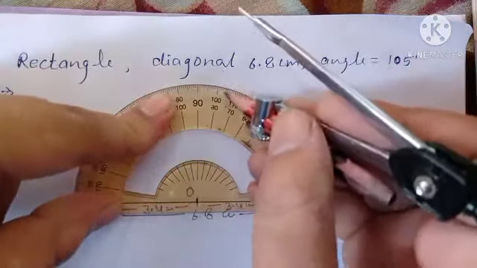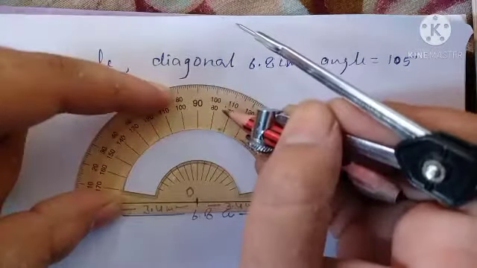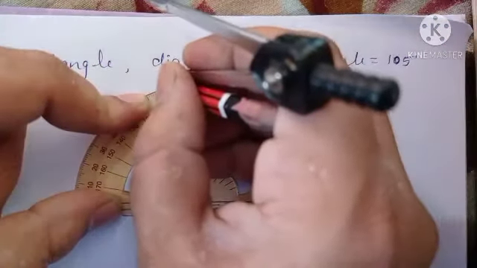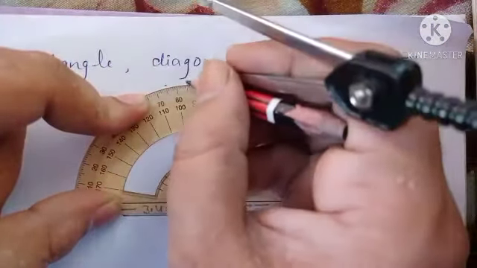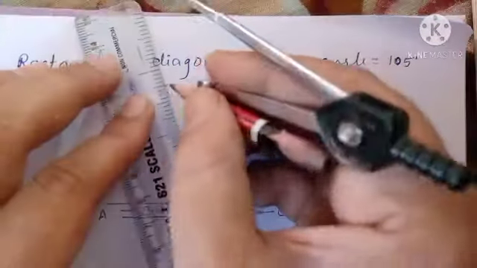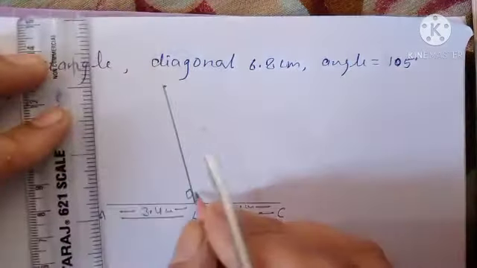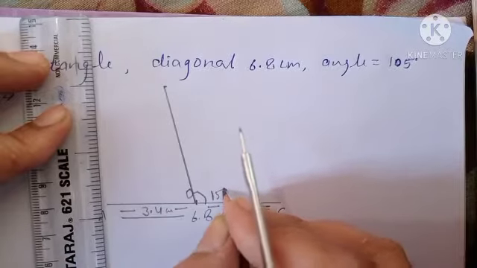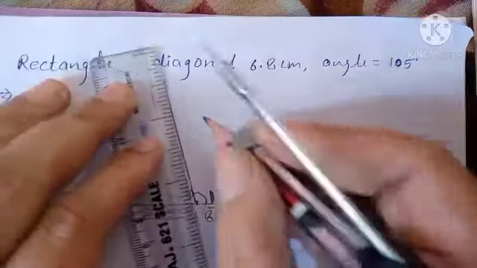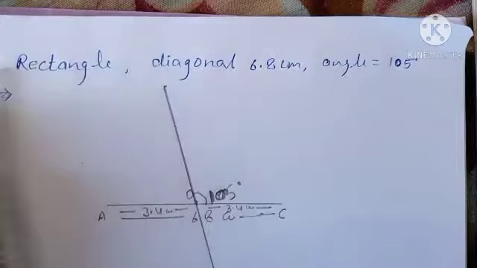So here you can see it is 100. From here we are checking. This is 100 and this is 105. Okay, this is 90, 95, 100, 105. So this is a 105 degree angle. So join this point and O. This is a 105 degree angle. Now sorry, by mistake it is 150. The 105 degree angle is this. Now we will extend this line on the other side too.